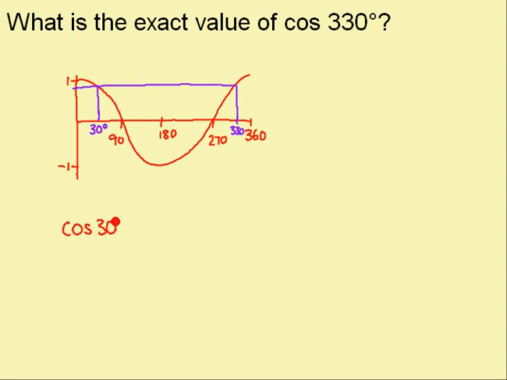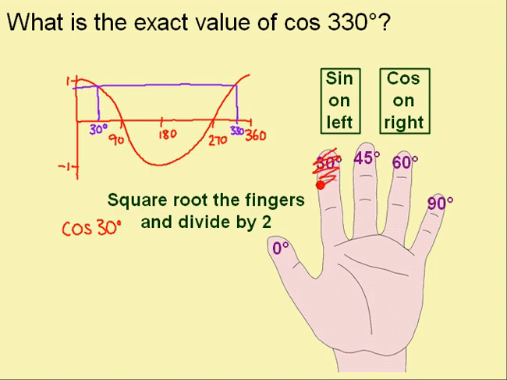So if we know the value of cos 30, then that will be the same as the value of cos 330, which is what we're looking for. Some of you might have memorised this and be able to just write it down straight away. Some of you might prefer to use the little trick that we looked at in grade 5. So remember, to find cos 30, we want the number of fingers on the right, which is 3. We want the square root of that, so that's root 3, and divide by 2. So the value of cos 30 is root 3 over 2, and this is also the value of cos 330. So this is the answer to the question.